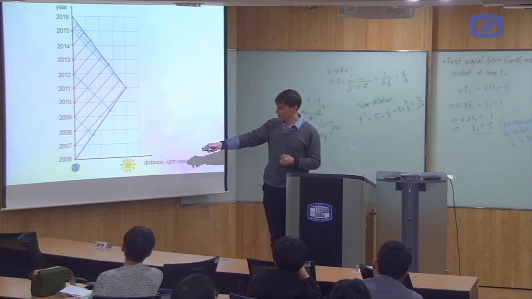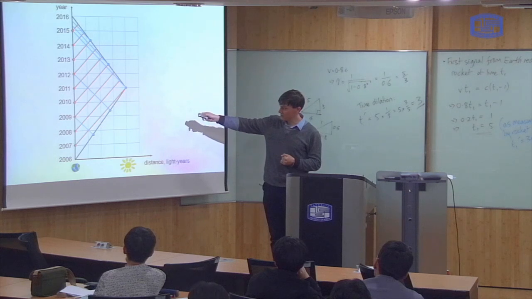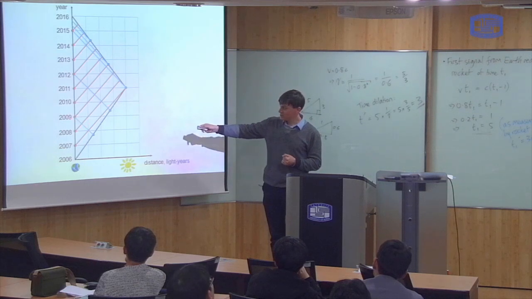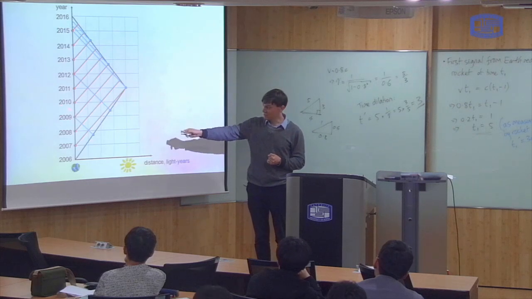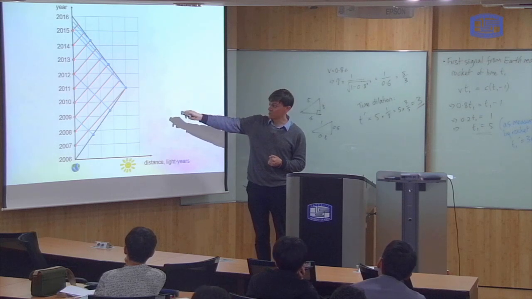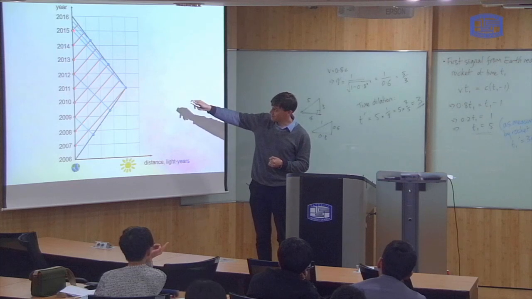So because this situation until here is symmetrical, as I said, if this first signal reaches the rocket after 3 years, then this signal must reach the Earth after 3 years. Right? So this distance is 3 years. But this line, the second rocket signal, is parallel to the first. Right? So if this distance is 3 years, then this distance must also be 3 years, and this distance must also be 3 years. Right? So that completes up to here.